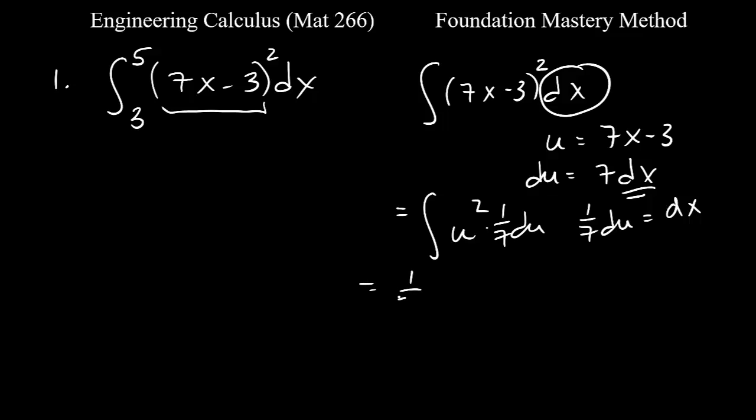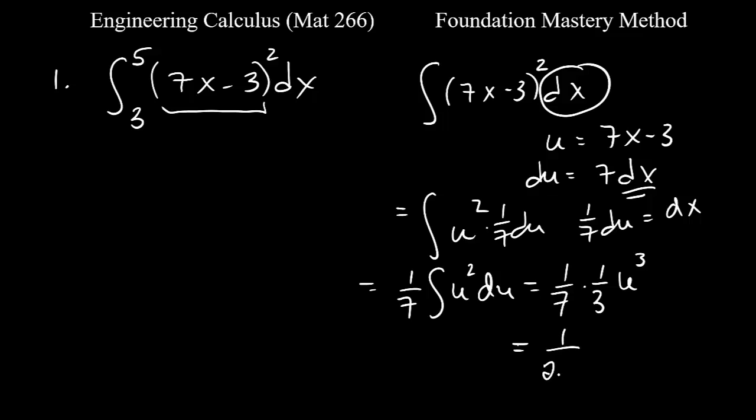Now rewriting this, we'll have 1/7 times the integral of u squared, which, applying the power rule backwards, is 1/3 u cubed. We're going to leave off the constant of integration here because we're going to be going back and putting this into our definite integral. So this will be 1/21 times, doing a back substitution, (7x minus 3) cubed. Now this is our antiderivative of (7x minus 3) squared.